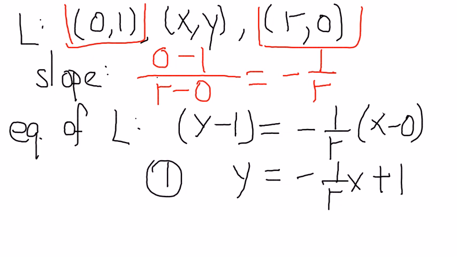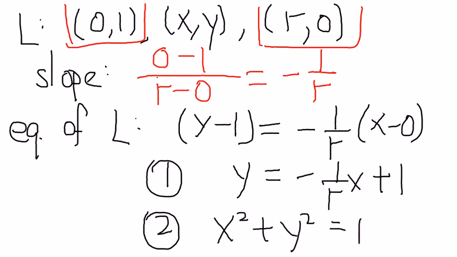Remember that the values x and y satisfy obviously the equation of the unit circle, x squared plus y squared equals 1, simply because of the fact that the point (x, y) lies on the circle, the unit circle x squared plus y squared equals 1.